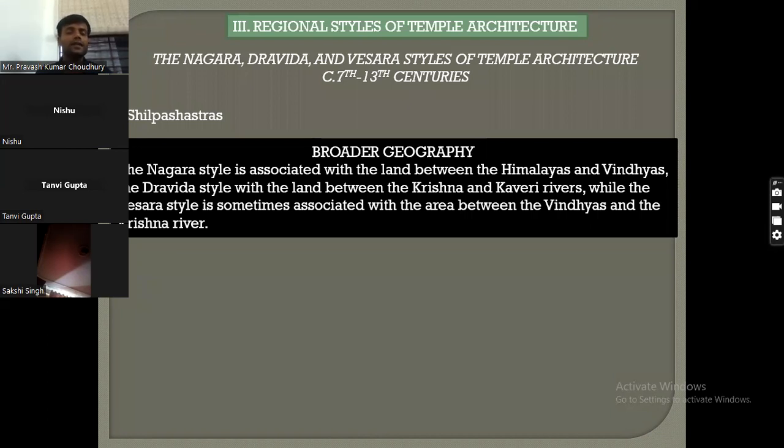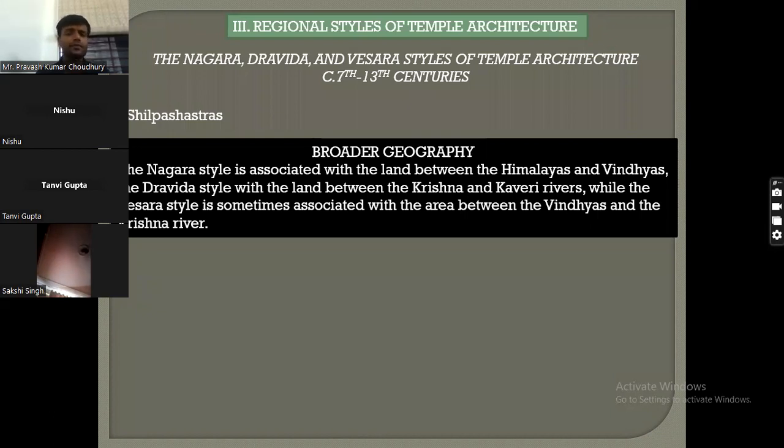So up to central India, we see the entire northern part of the Indian subcontinent. The land that falls between the Himalaya and Vindhya, that is why I have taken a broader indicator for these geographical demarcations, wherein we have evidence of structural remains associated with the Nagar style of temple architecture.